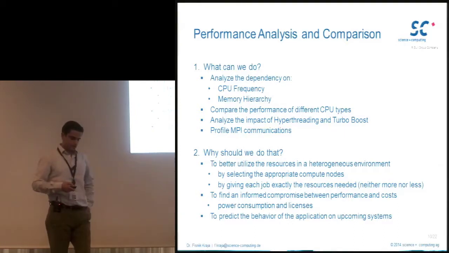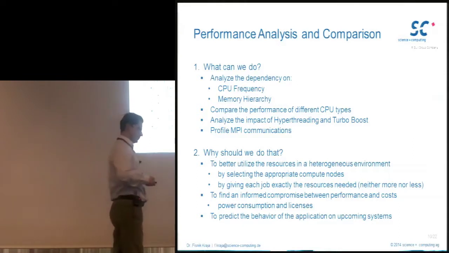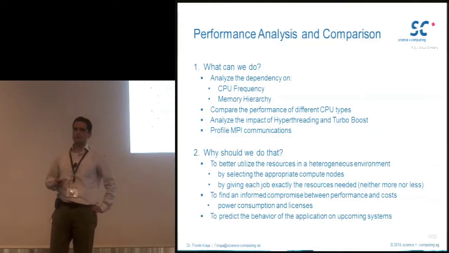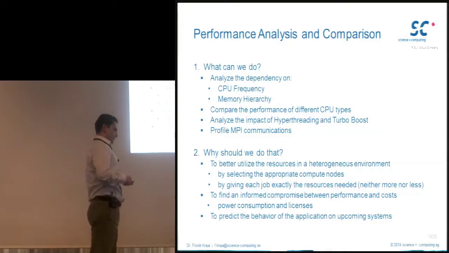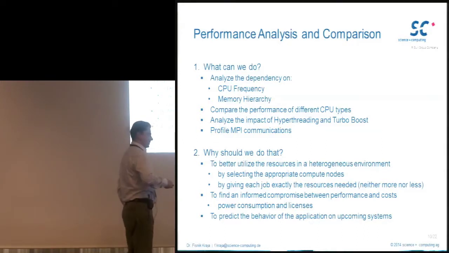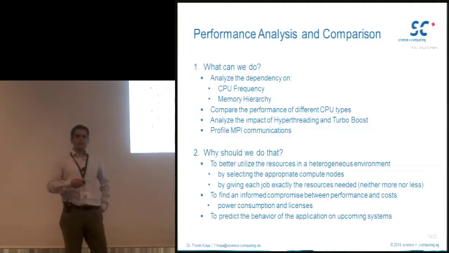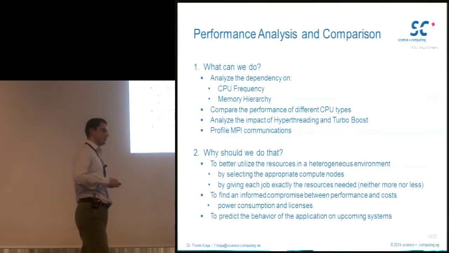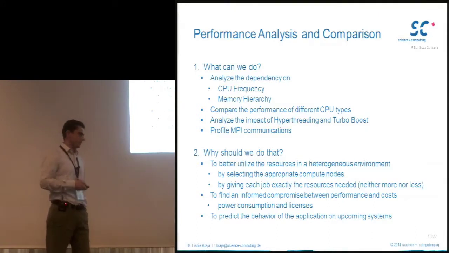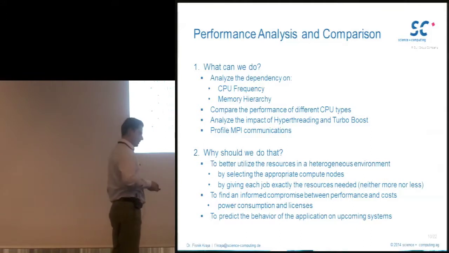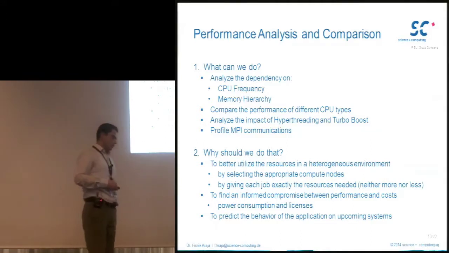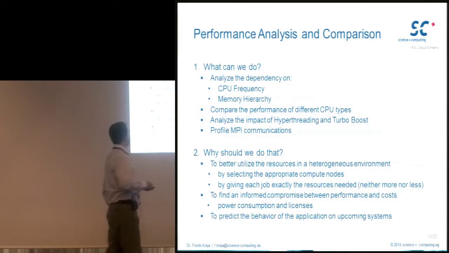First, we can analyze the dependency of the application on CPU frequency or memory hierarchy, including cache and main memory. But we can also compare different types of CPUs in order to see which CPU is better for this type of application, like 10-core CPUs and 12-core CPUs, and then you have to somehow select the compromise between them. We can analyze the impact of hyperthreading and turbo boost, and we can do MPI profiling.